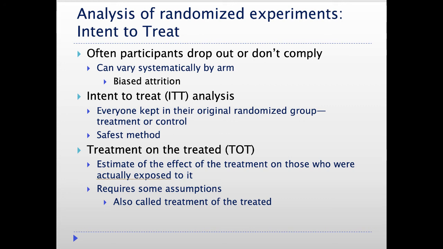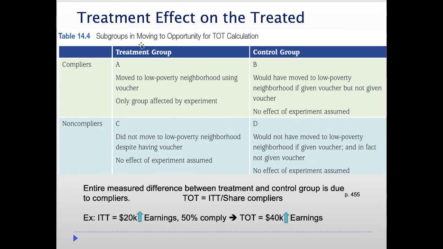Okay, now because it's not random who took up the treatment, you cannot estimate this without some assumptions. You simply cannot do it without some assumptions. So I'm going to show you the, I think, simplest and easiest to understand assumptions and a common way of doing this using the moving to opportunity example. So here's the moving to opportunity example.